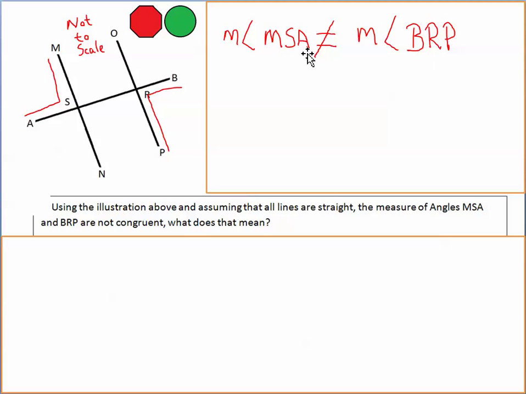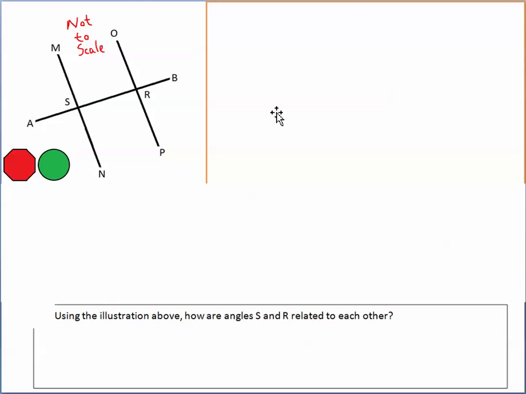By the way, you notice that sometimes people might call this angle S, and other times they might call it angle MSA. But you notice that the S is the vertex, it's the middle, and the R is the vertex. Okay, using the illustration above, how are angles S and R related to each other? Click on the stop sign. Okay, let's see how you did.